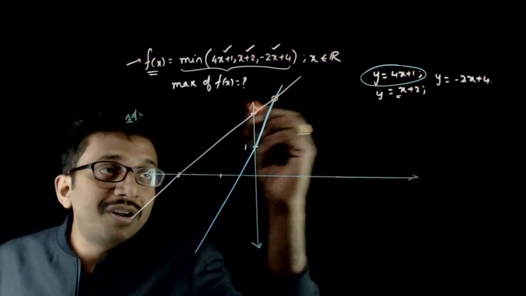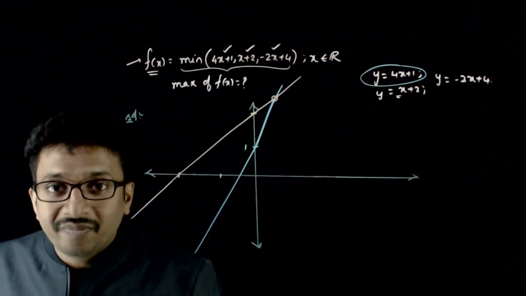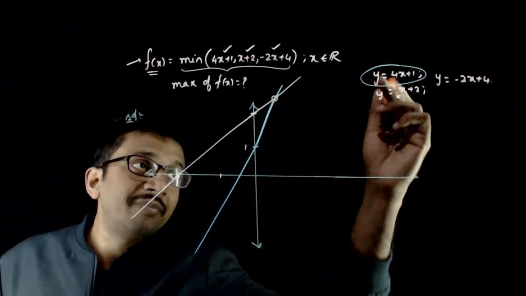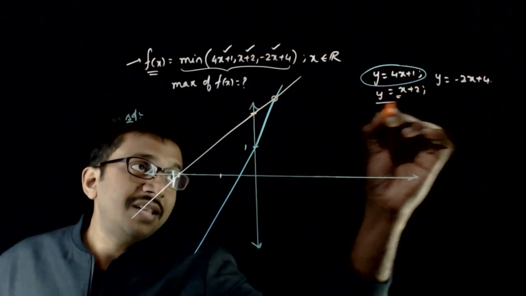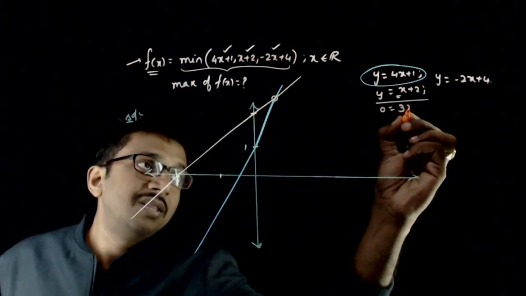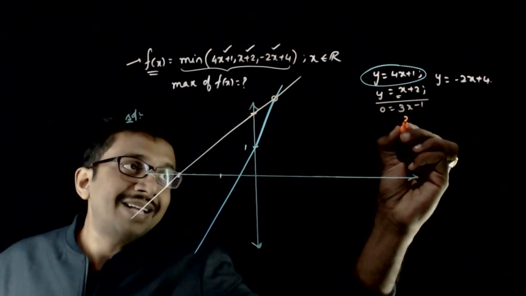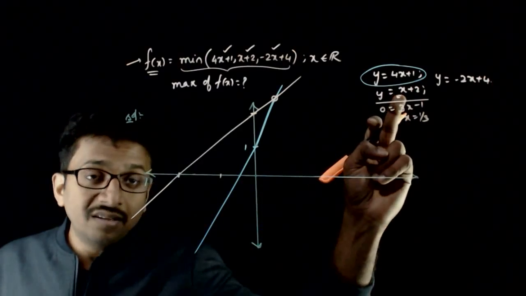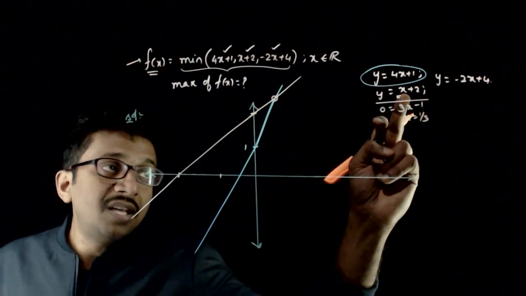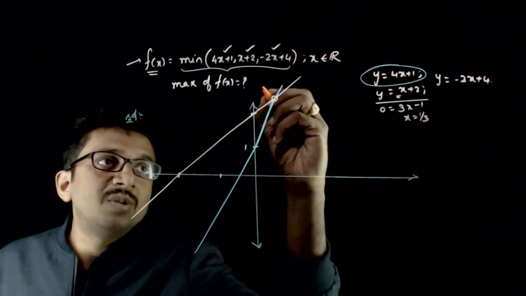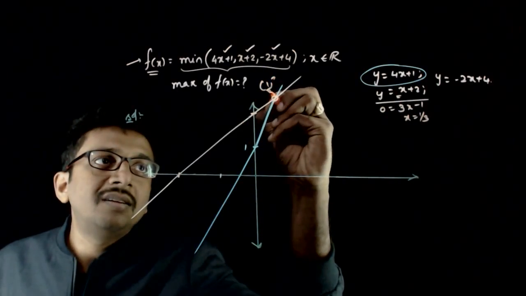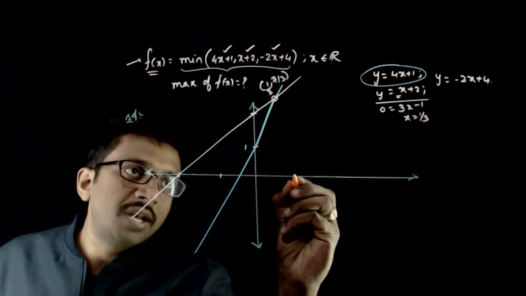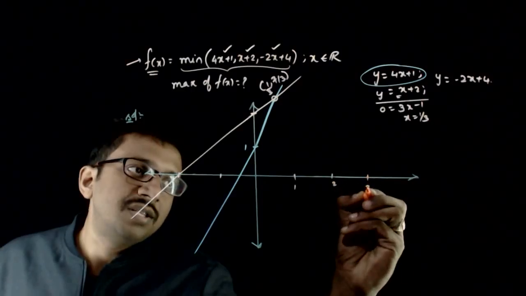First, what is the point of intersection of these two? That's important. If I solve these two, if I subtract one from the other, you get 0 is equal to 3x minus 1. So x is equal to 1 by 3. If you put 1 by 3 here, y is equal to 7 by 3. So this point is 1 by 3 comma 7 by 3. Okay, so this is 1 here, this is 2, this is 3, and so on.